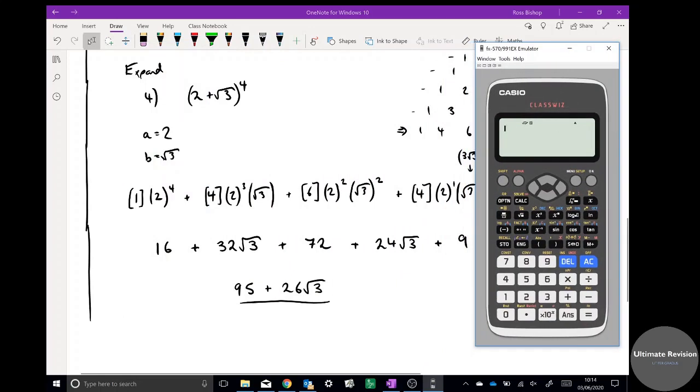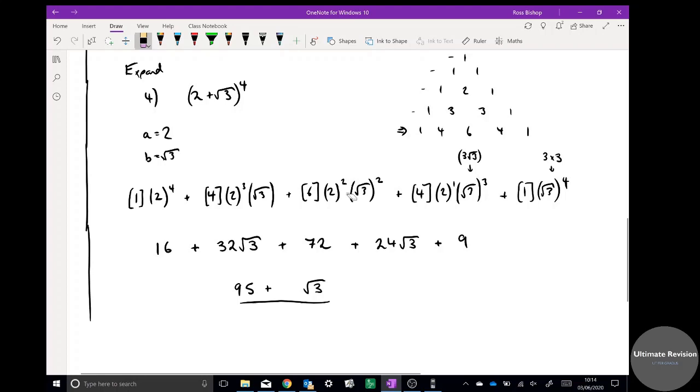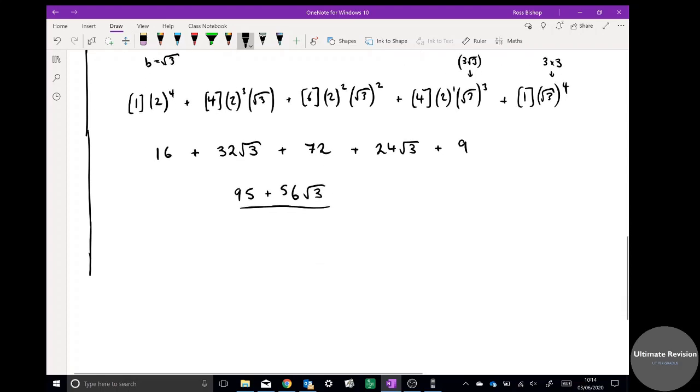I can see where I've made the mistake. I need to add those two together, and that's 56 root 3. So there's the mistake, making a few silly mistakes here, but that's why using the calculator to find those errors is really, really useful. Okay. Right, that is a bit of a recap on the basics of surds, I suppose.